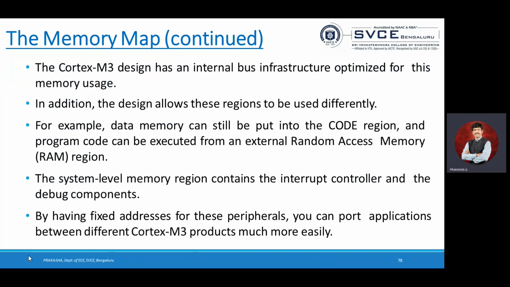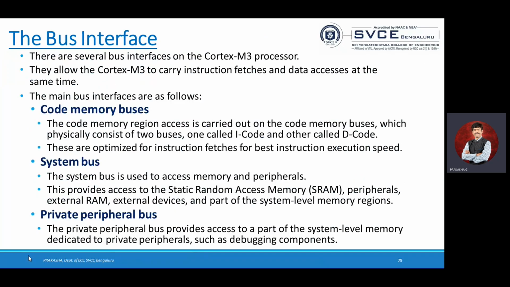The system level memory region contains the interrupt control and also debug components. So once you know that particular table, you can easily explain what the 6 different categories of the memories are. By having fixed addresses for these peripherals, you can port applications between different Cortex M3 products much more easily. There are several bus interfaces on the Cortex M3 processor. They allow the Cortex M3 to carry out instruction fetches and data access at the same time.